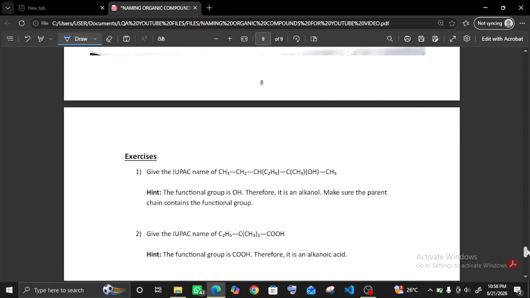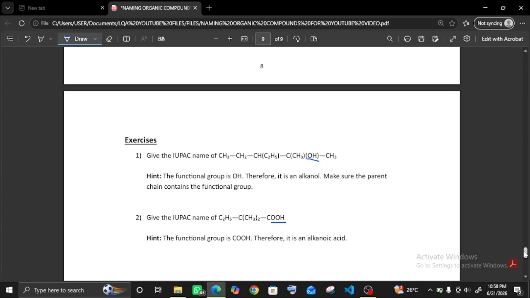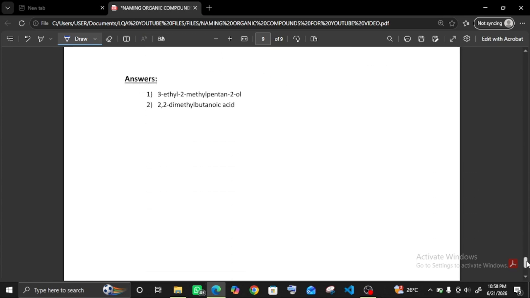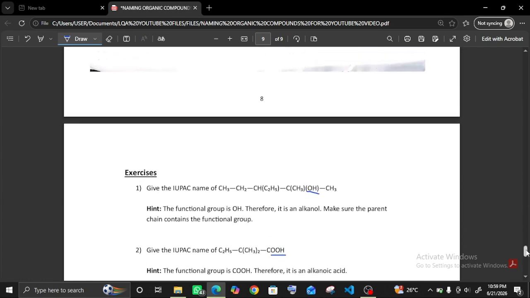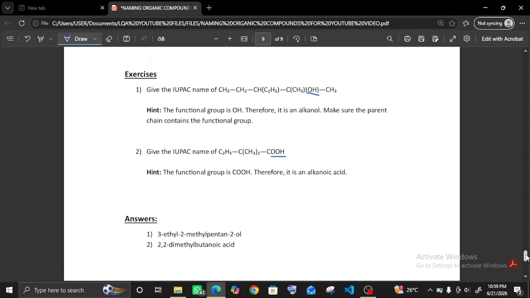This is an exercise that you can try on your own. This is a functional group. I put a hint there. This is a functional group. This is the functional group. So you can try to name these organic compounds on your own to better understand the PSLA rule. And these are the answers. You can look at them together.